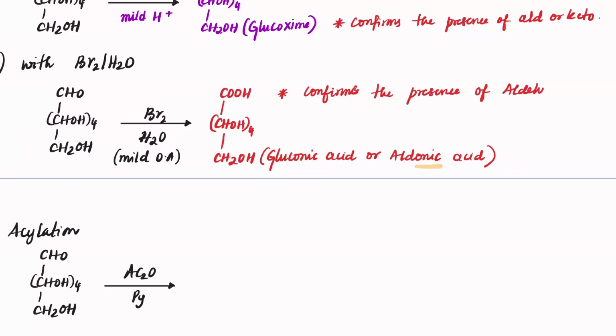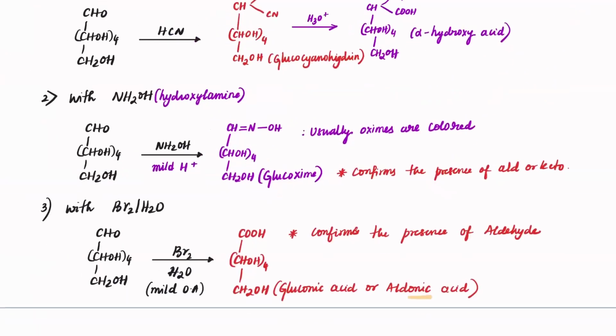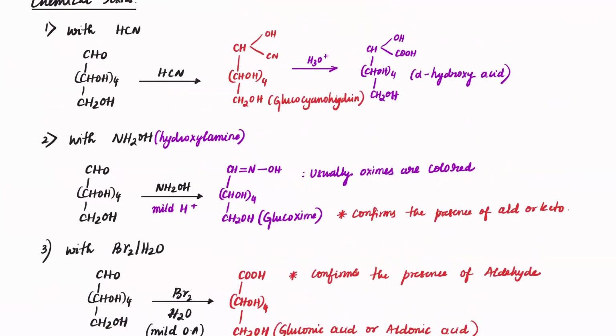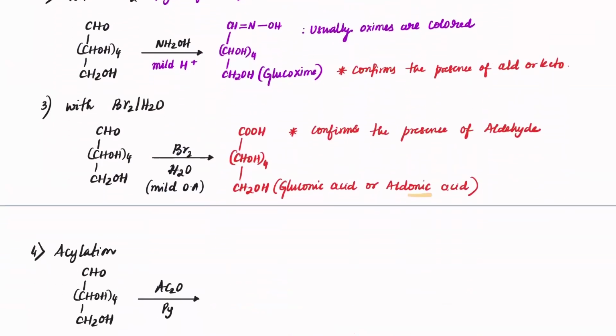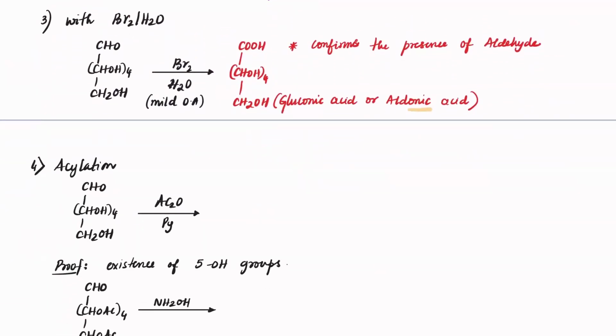So why I'm saying that: if it was a ketone, this bromine would not have responded at all. So there will not be any decolorization. So this confirms that glucose is actually an aldehyde. It is not a ketone, but an aldehyde form. Okay. So remember, the first two reactions are to deal with whether there is an aldehyde or a ketone. The third reaction is to deal with the existence of an aldehyde.